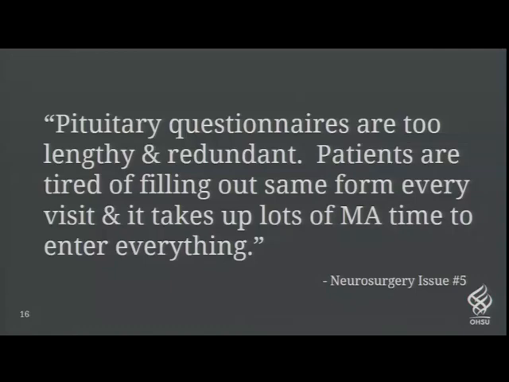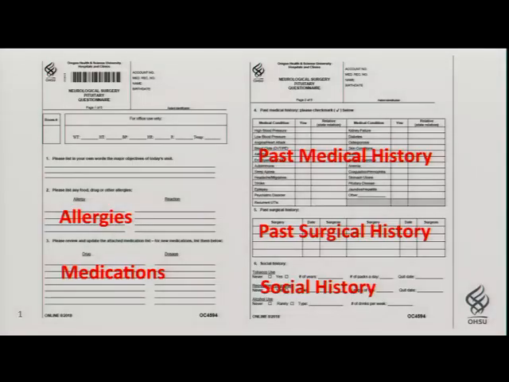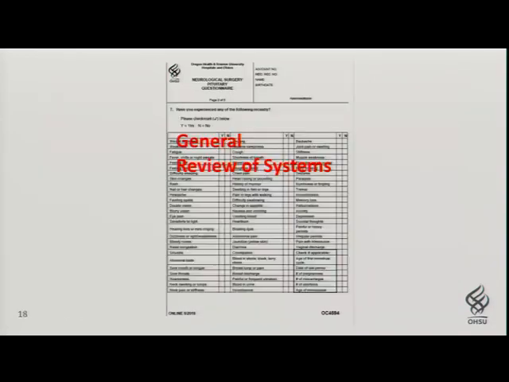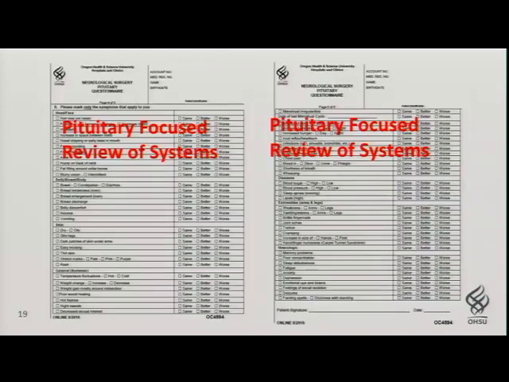We looked at the actual forms, and they were paper forms. They were 5 pages long. And one thing to note is they used the same form for every pituitary patient. What we did was we scanned in the form, and I just tagged what each section was. So they have the allergies, the medication list, past medical history, past surgical history, social history, a general review of systems, and then a pituitary-focused review of systems.